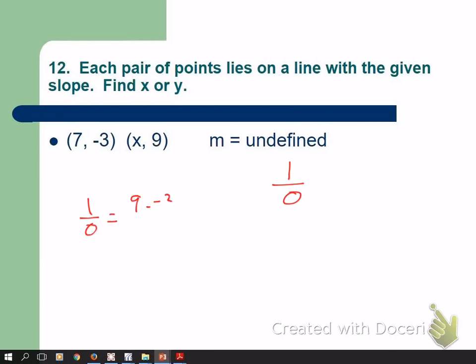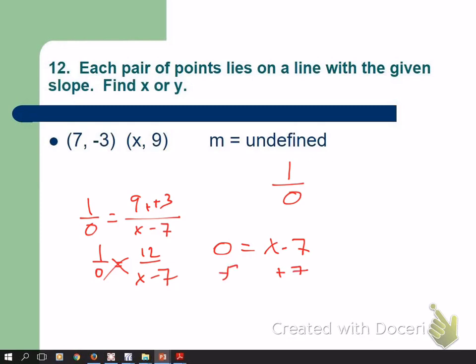When I subtract the y's over, subtract the x's, then I can cross multiply and solve after I simplify. So 1 over 0 is equal to 12 over x minus 7. Now when we cross multiply, 0 times 12 is 0. 1 times x minus 7 is just x minus 7. So we add 7, add 7. So x must have been 7.